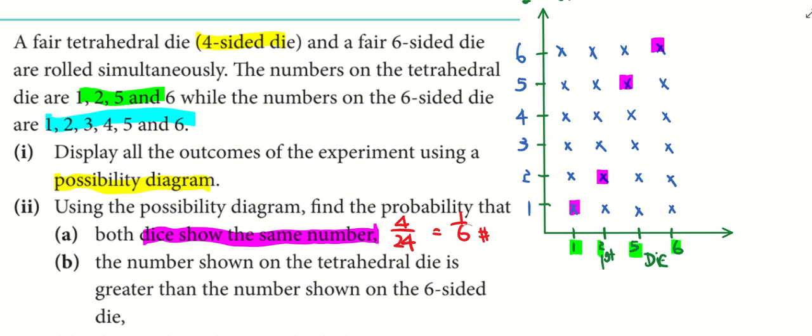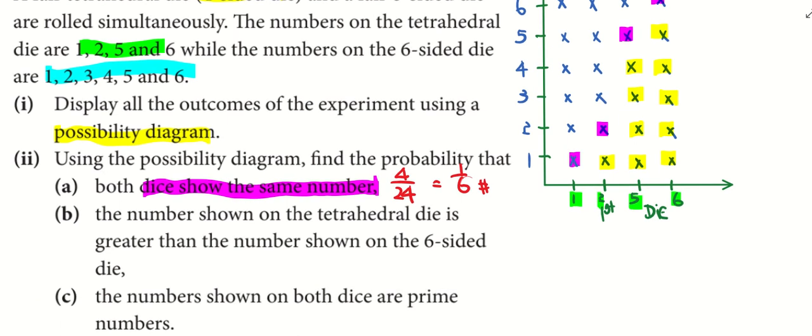This one I have to be very careful. The number for the tetrahedron must be bigger than the 6-sided one. I'm going to highlight first. Those that I highlighted in yellow are those from the 4-sided die where the numbers are bigger than the 6-sided. I need to count how many there are. There are 10 out of 24, reduced to lowest terms, 5 over 12.